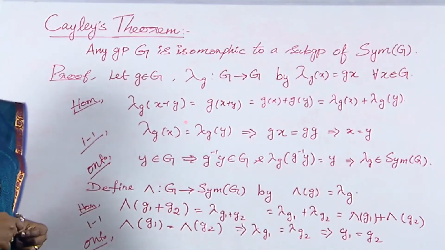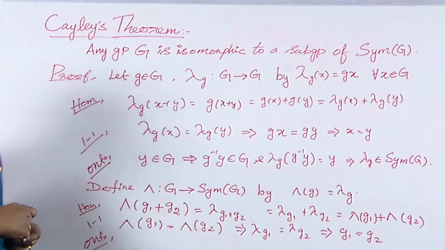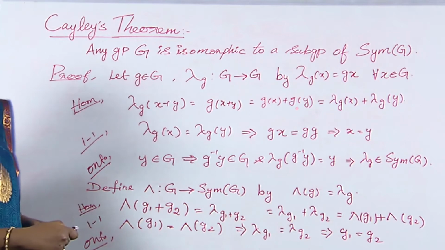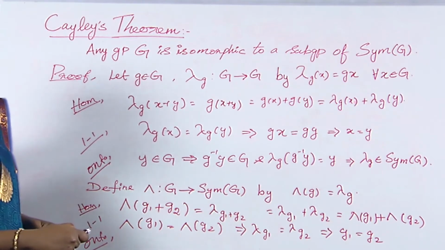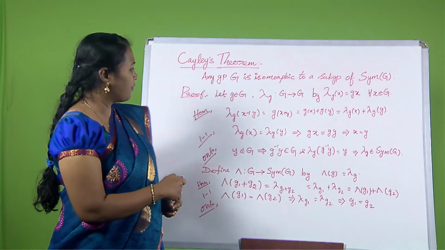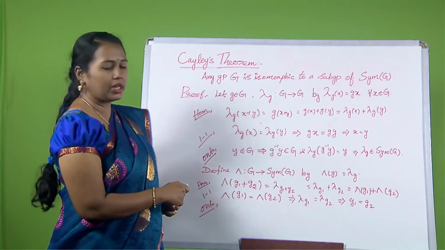Before that, we shall see that it is a homomorphism. lambda_g(x + y) is equal to g(x + y). So, this is the mapping here, lambda_g(x) is equal to gx. So, when there is x + y, we have g(x + y), which is gx + gy, that is equal to lambda_g(x) + lambda_g(y), and therefore we have now shown that the homomorphism property holds.